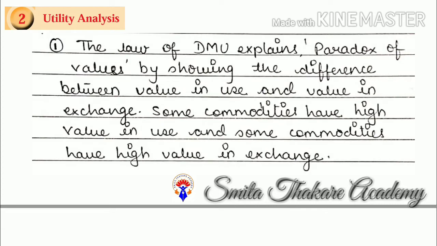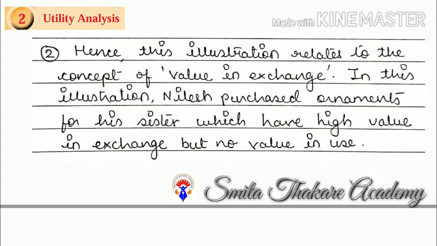The law of DMU, that is diminishing marginal utility, explains the paradox of values by showing a difference between value in use and value in exchange. Some commodities have high value in use and some commodities have high value in exchange. Hence, this illustration relates to the concept of value in exchange. In this illustration, Nilesh purchased an ornament for his sister which has value in exchange but no value in use.